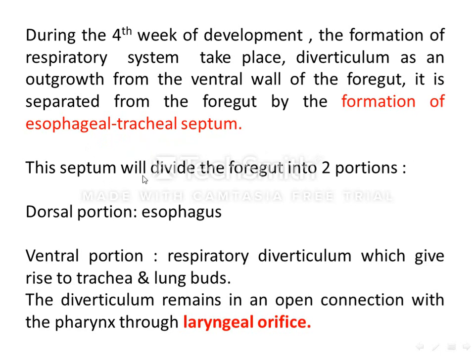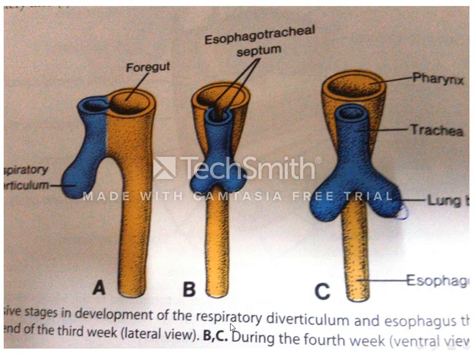So this septum will divide the foregut into two portions: the dorsal portion, which means the esophagus, and the ventral portion, the respiratory diverticulum, which gives rise to the trachea and lung buds. The diverticulum remains in an open connection with the pharynx upward through the laryngeal orifice.